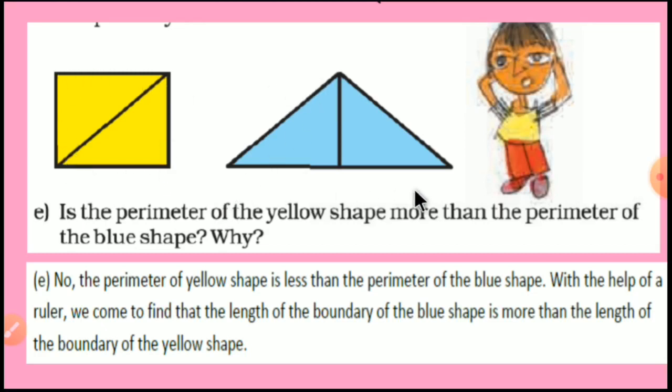And the measure of the boundary is what? Perimeter. Okay, so I hope you must have understood this. Let's look again. No, the perimeter of the yellow shape is less than the perimeter of the blue shape. The perimeter of the yellow shape is less than that of the blue shape. With the help of a ruler, we come to find that the length of the boundary of the blue shape is more than the length of the boundary of the yellow shape. So this is the answer.